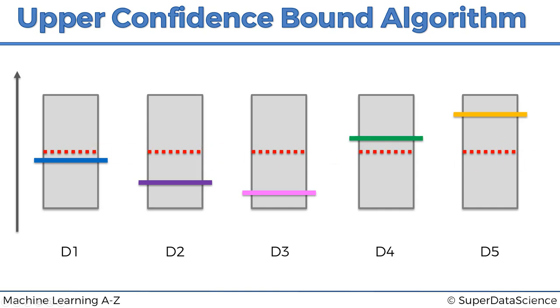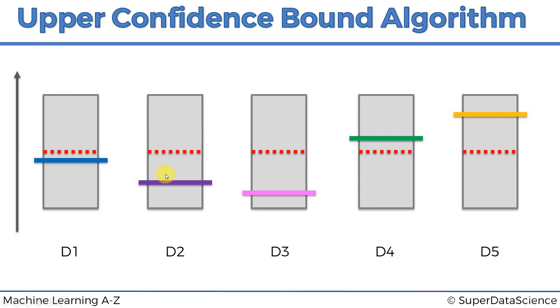So how does this algorithm work? Well, out of all of them, we pick the machine with the highest confidence bound. Right now, it can be any of these machines, right? They all have the same confidence bound. We're talking about the upper confidence bound. That's why the algorithm is called the upper confidence bound. So we're just going to pick any one of them because it doesn't matter which one we pick.